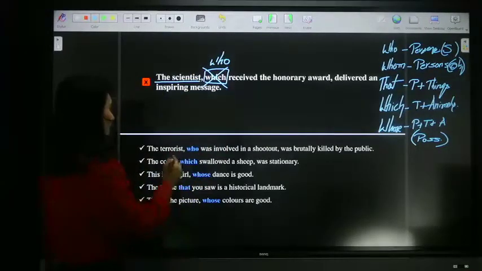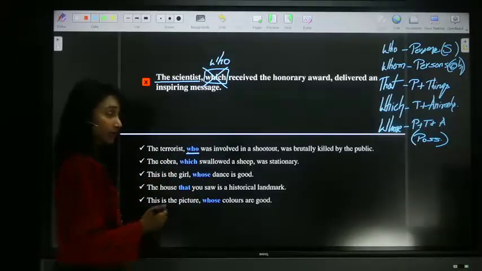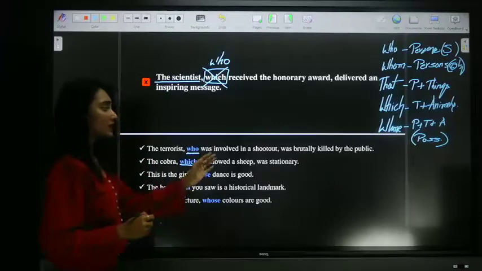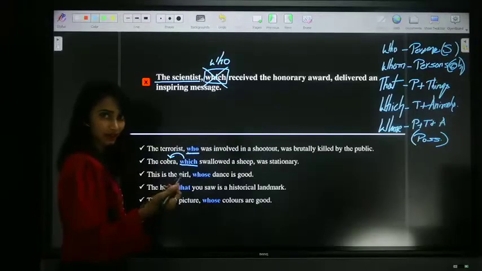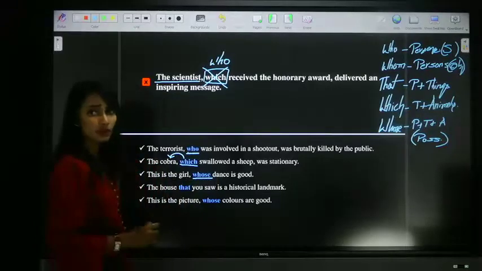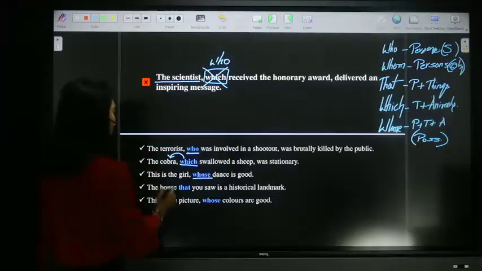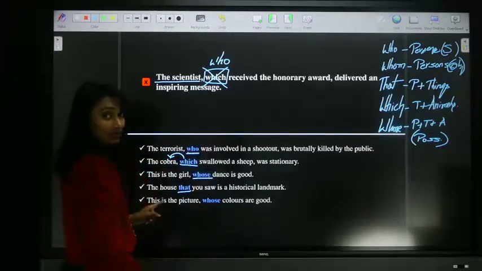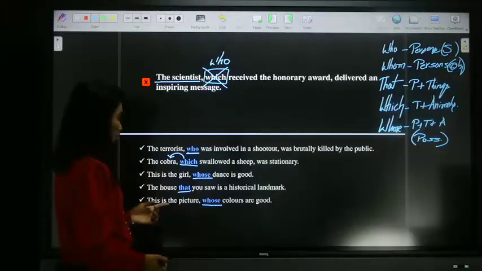Now look at these examples. The terrorist who was involved in a shootout was brutally killed by the public. So terrorist is a person, so who. The cobra which swallowed a sheep was stationary. Which swallowed? Cobra. Cobra is a snake, of course, an animal. So for animals, which. This is the girl whose dance is good. Whose dance? The girl's. We are giving possession. So whose. The house that you saw is a historical landmark. What is that? The house that, for persons and things. This is a picture whose colors are good. Whose colors are good? The picture's possession.